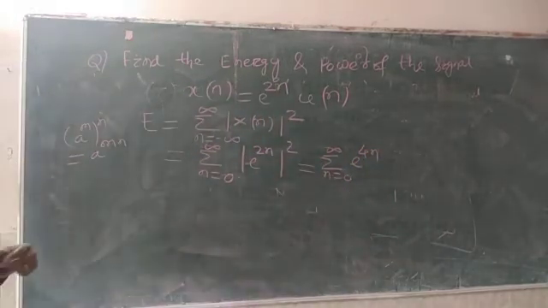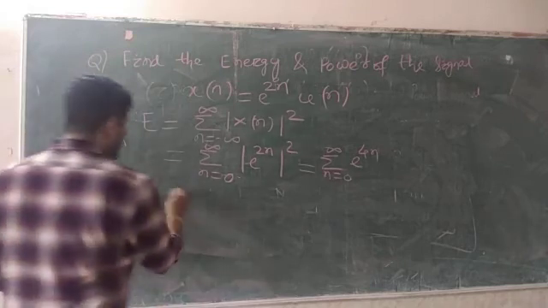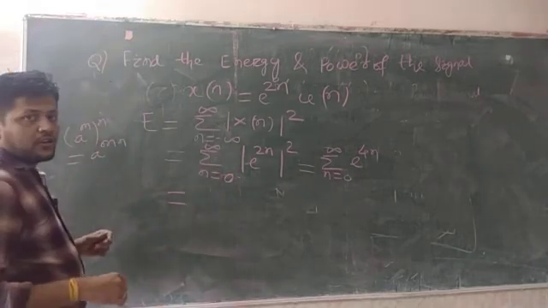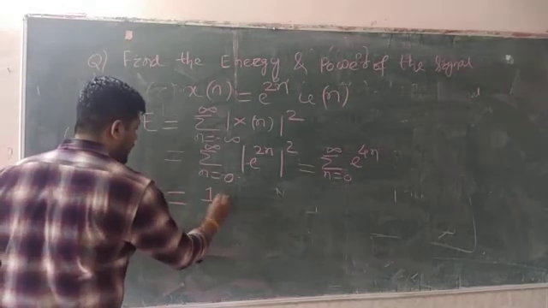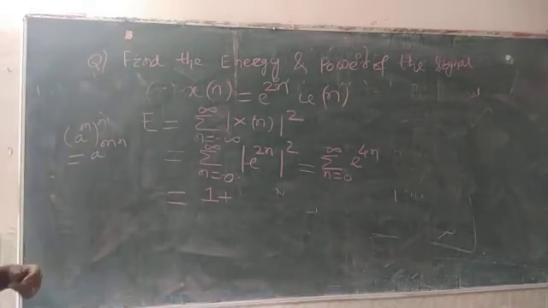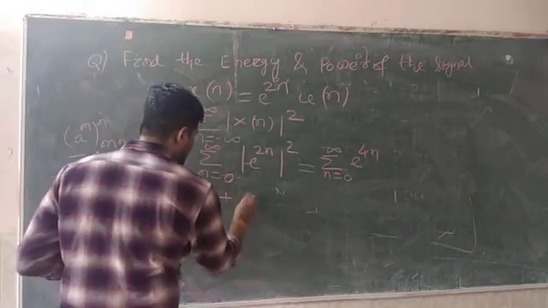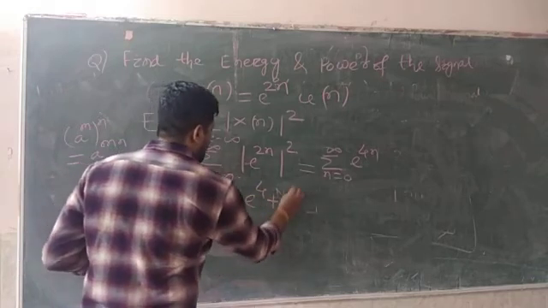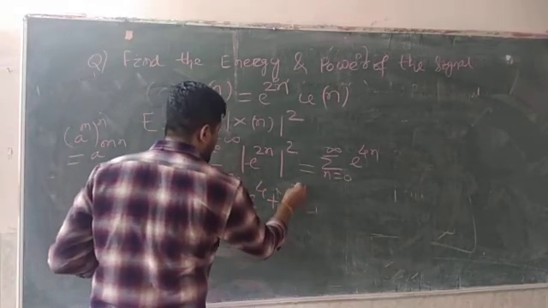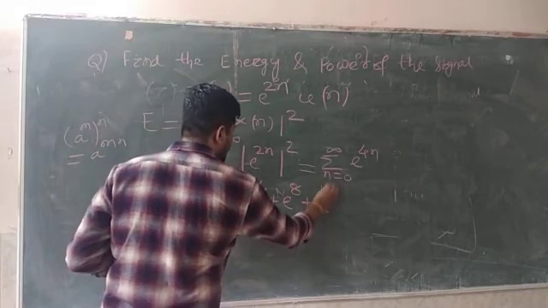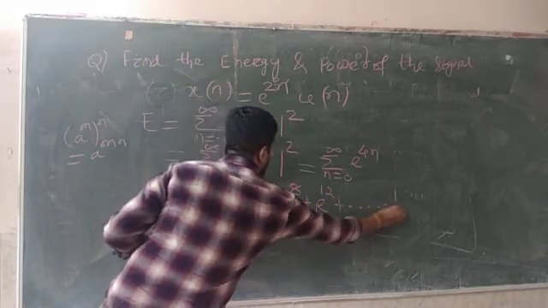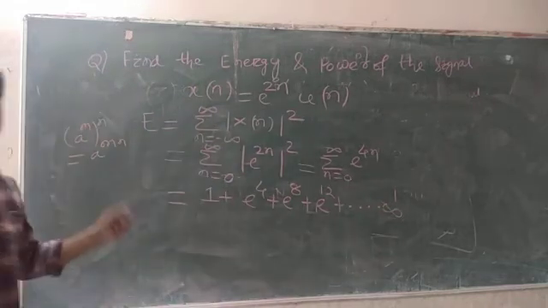So this is obviously an infinite series. Now I can put n equal to 0, n equal to 1 and open the summation. For n equal to 0, e to the power 0 means 1. For n equal to 1 we have e to the power 4, then for 2 we have e to the power 8, then for 3 e to the power 12, like that up to infinity.